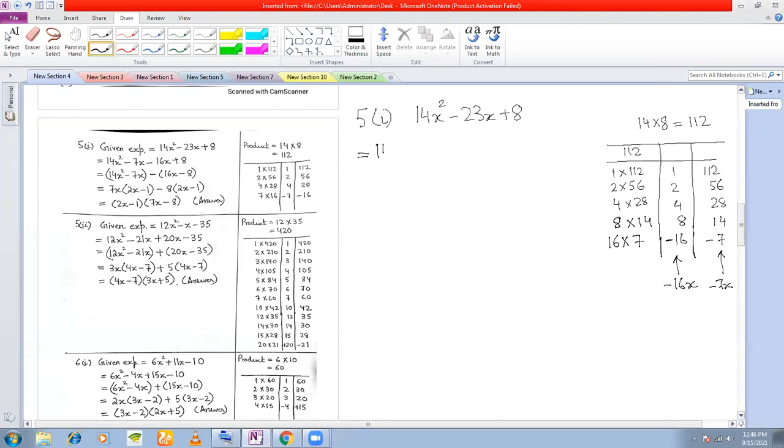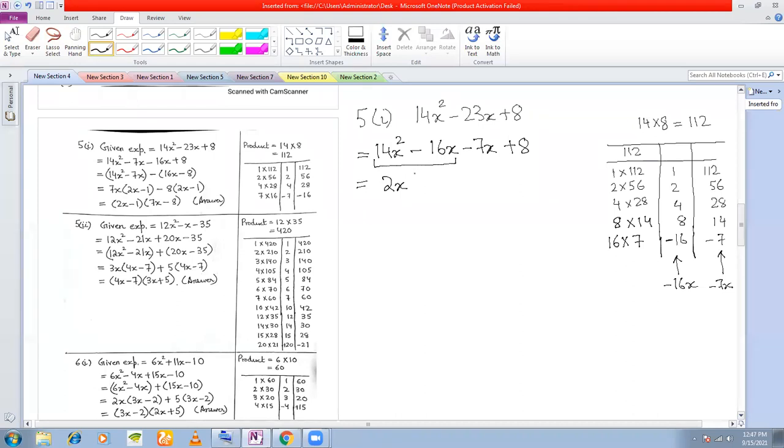This is equal to 14x square minus 16x minus 7x. So you have broken the middle term minus 23x as minus 16x minus 7x. And this you write as it is. Now you group these two together. What is the HCF of these two? 14x square and 16x. 2x is the HCF.